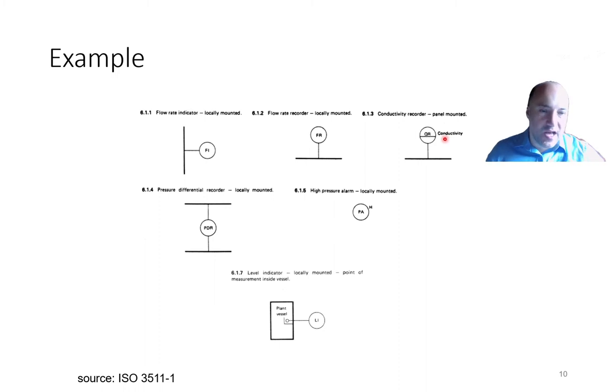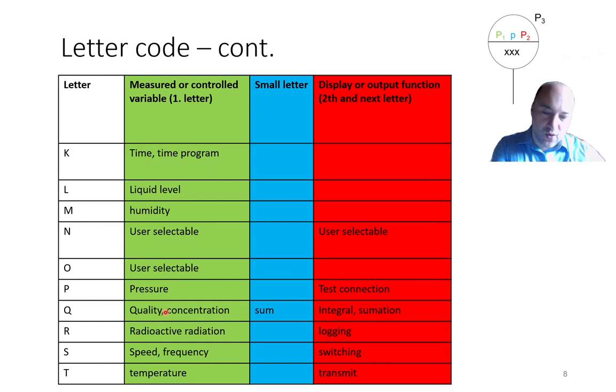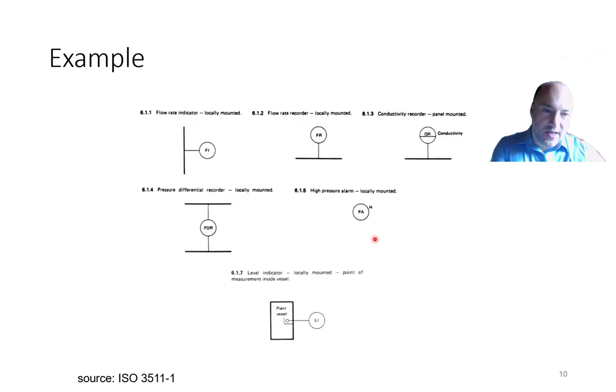Here we can see an example of Q. If we go to the table, Q is quality or concentration. And here they have used a different meaning, like quality in terms of electrical conductivity, for example. So they are specifying here that this is conductivity. The letter R is telling me that this is a recorder. And this horizontal line is telling me that this is panel mounted. So it's in a panel somewhere, on some electrical box, for example, or in some control room where we display the value and we record it.